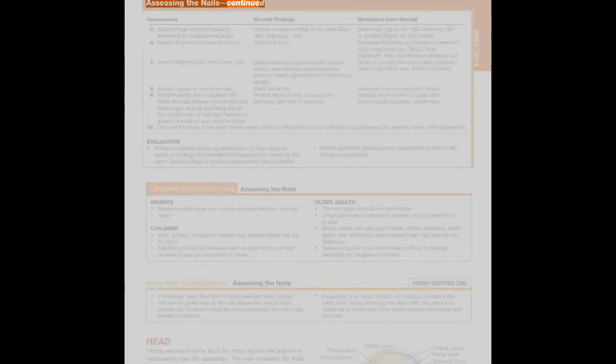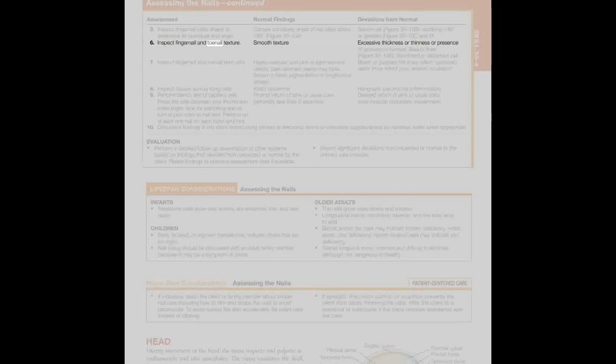Assessing the nails, continued. Skill 30-4. Assessment: normal findings and deviations from normal. 5. Inspect fingernail plate shape to determine its curvature and angle. Normal: convex curvature, angle of nail plate about 160 degrees. Deviations: Figure 30-10A, spoon nail; Figure 30-10B, clubbing, 180 degrees or greater, Figure 30-10C and D.